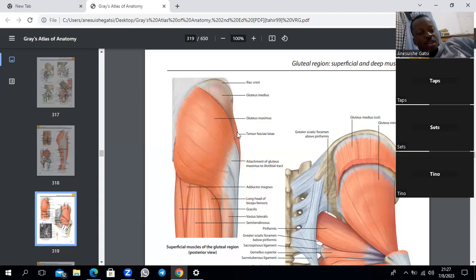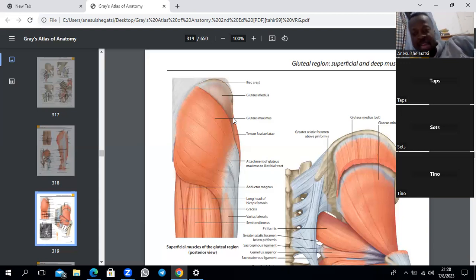Then the origin for this tensor fascia lata could be hard for you guys to remember, but just remember that the ilium is what we call spines. Actually, I'm going to talk about spines a lot, even when we do anterior thigh. So let's just talk about it. So ilium has anterior superior and anterior inferior iliac spines. It has the same on the posterior side as well. Posterior superior iliac spine and posterior inferior iliac spine. Right. So this tensor fascia lata, it originates from the anterior superior iliac spine, but forget about it. Right.